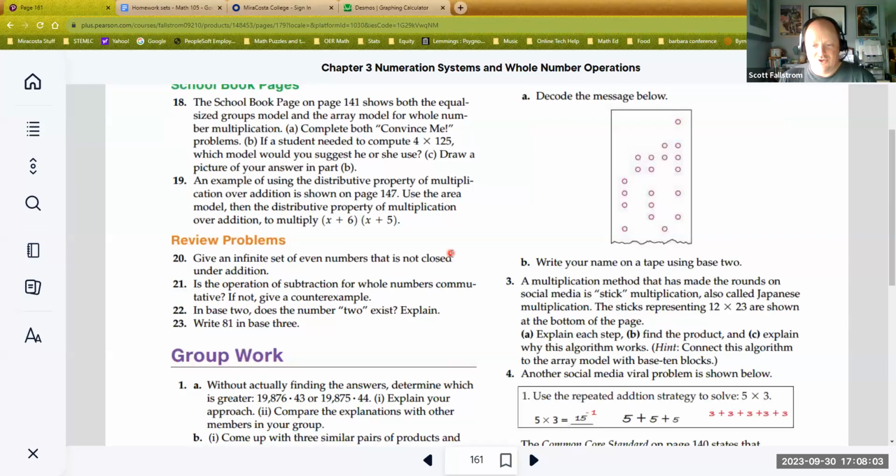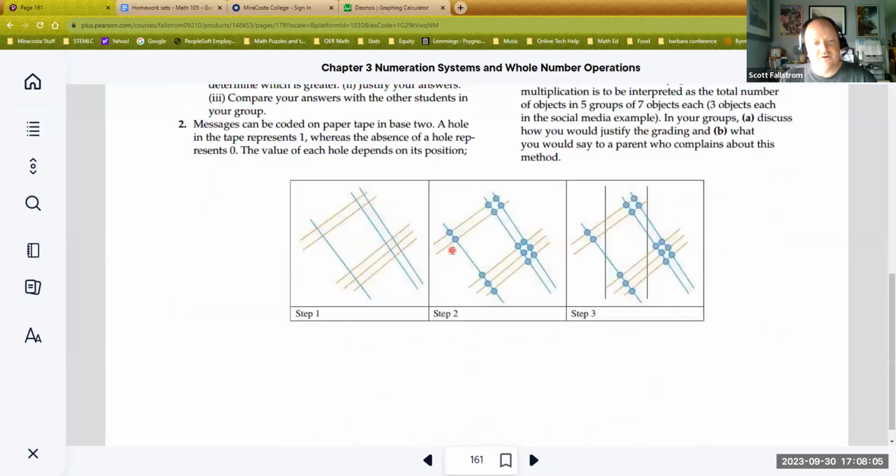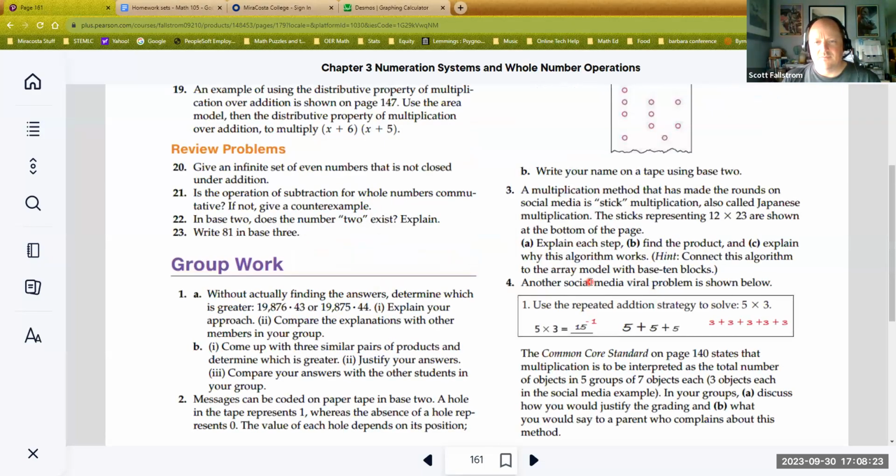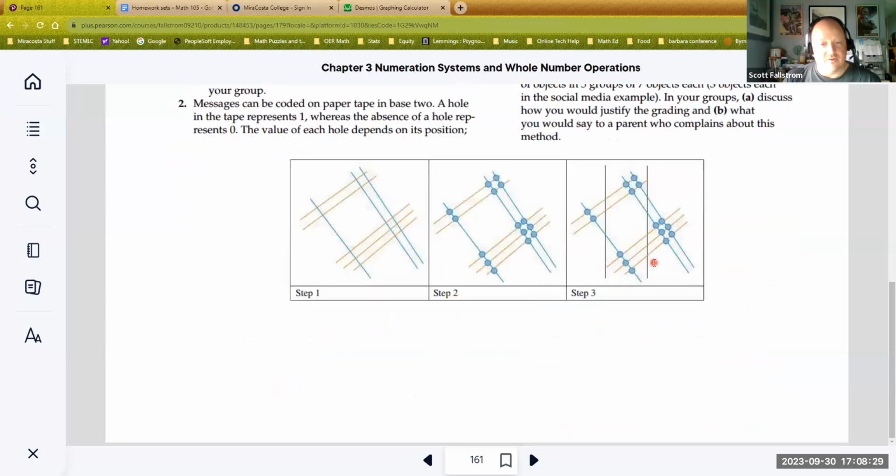If you're really interested in some other cool stuff, there are some other cool pieces here. This has made the rounds on TikTok, on Facebook, on Instagram, people saying, hey, look at this cool way of doing it. It's a multiplication, and sometimes they'll say it's the Japanese line method, occasionally, or the stick method. What do they call it? The multiplication, stick multiplication. Okay. I don't know. Everybody always draws it.